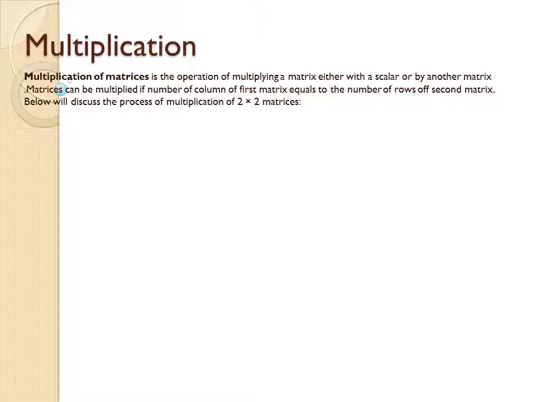Here it is not the same order of matrix, right? It is not that a 2 cross 2 matrix can only be multiplied with a 2 cross 2 matrix. That type of rule, which was there in case of addition or subtraction, is not there. Here a different rule applies: matrices can be multiplied if the number of columns of the first matrix equals the number of rows of the second matrix. Below we will discuss the process of multiplication of 2 cross 2 matrices.